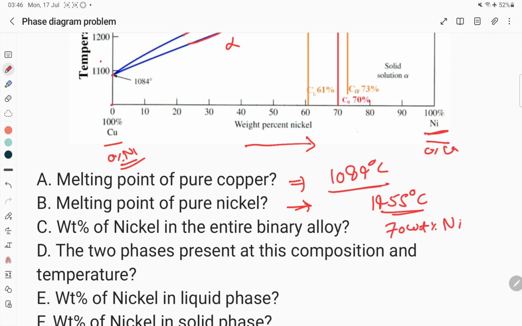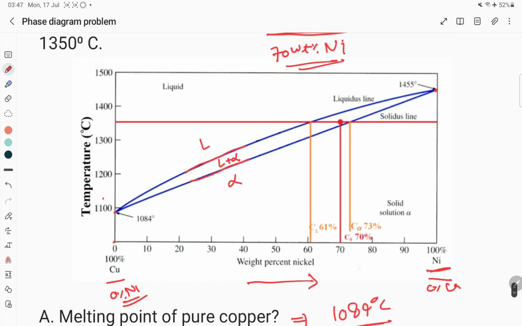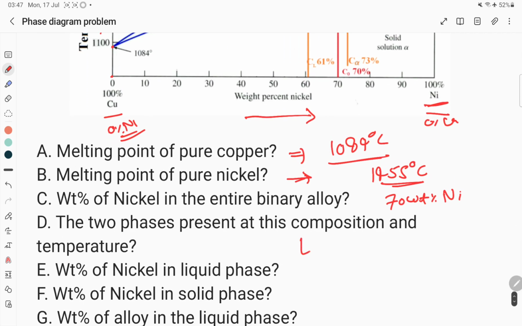The next question: the two phases present at this composition and temperature. At this composition, which is 30 weight percent of copper or 70 weight percent of nickel, and 1350 degrees Celsius, in this region you have two phases, alpha plus liquid. So liquid plus solid, which is L plus alpha. So the answer is L plus alpha.